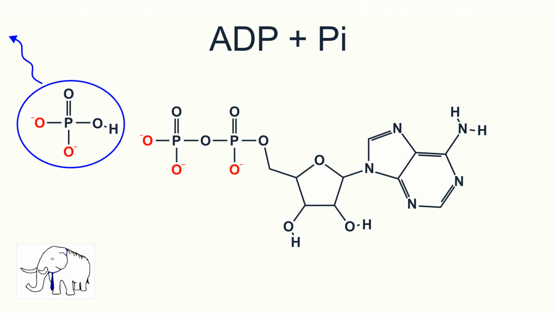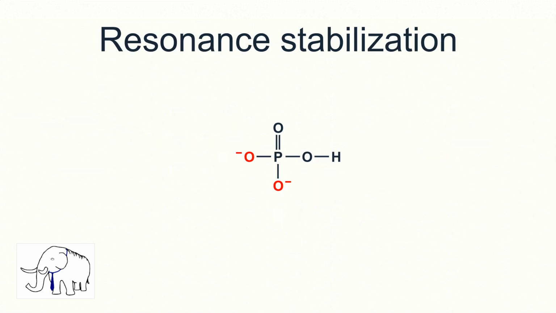The negative charges on the phosphate ion are now getting farther away from the remaining negative charges on the adenosine diphosphate as the phosphate ion floats away. And our second reason is resonance stabilization. The who with the what now?